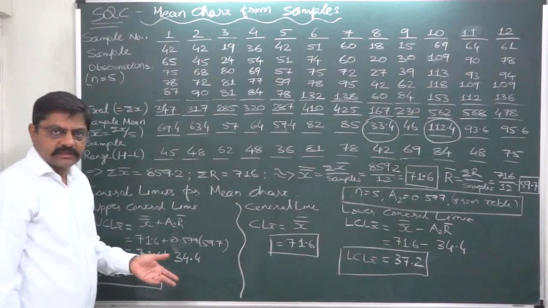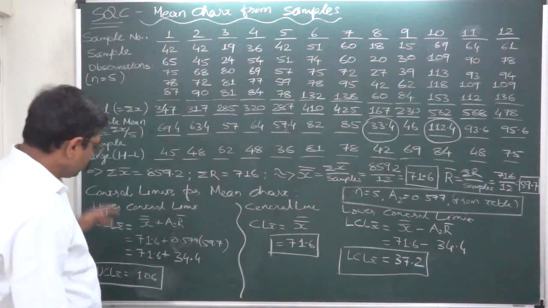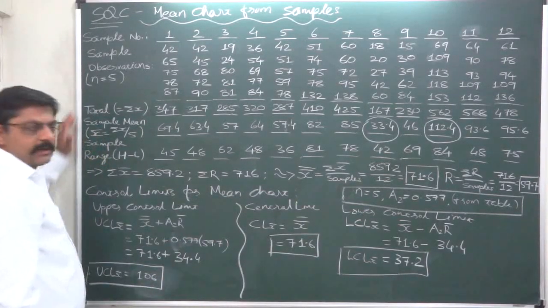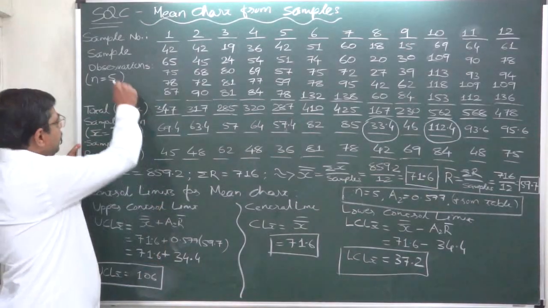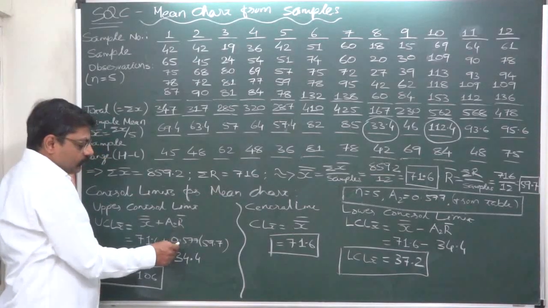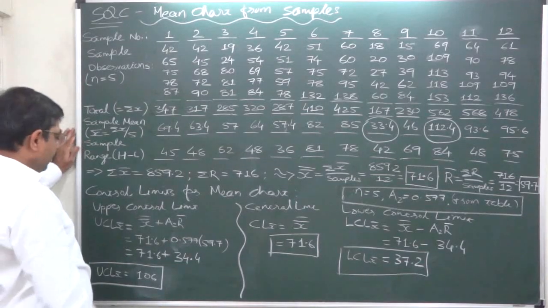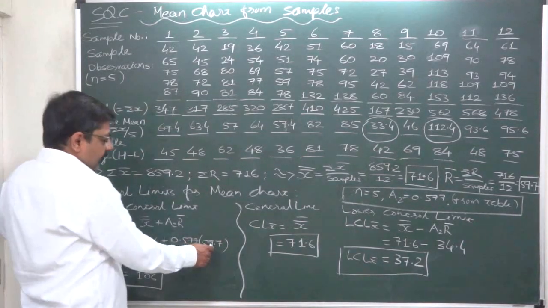In the last two lectures I had discussed how to find the value of A2, so I am not going to repeat it. Just keep the table handy. In the first column, find the sample size of 5, and in the same row, you can find the value of A2, that is 0.577 for sample size 5. The formula is grand mean plus A2, 0.577, into R bar.